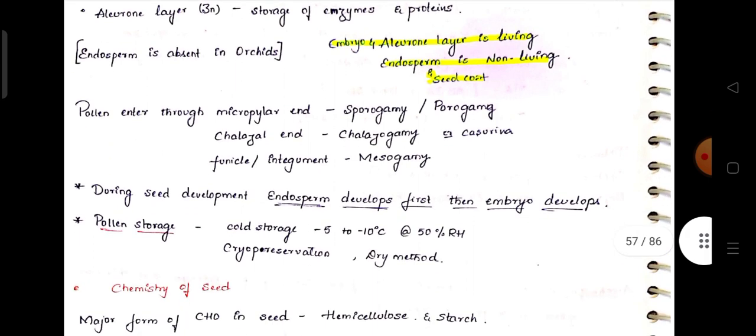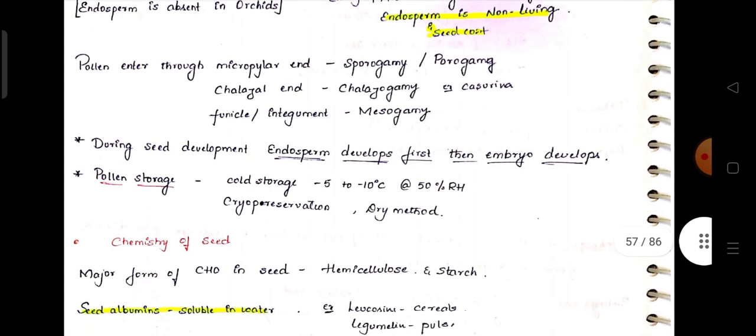During seed development, endosperm develops first, then the embryo develops. The function of endosperm is to store and supply nutrients to the developing embryo. So first food storage will happen, then embryo development will take place. Pollen storage: cold storage means minus 5 to 10 degrees Celsius at 50% humidity. That is cryopreservation, and the other method is the dry method also.